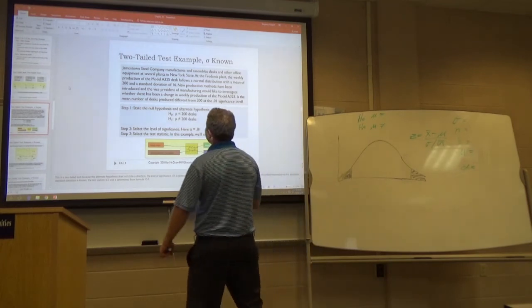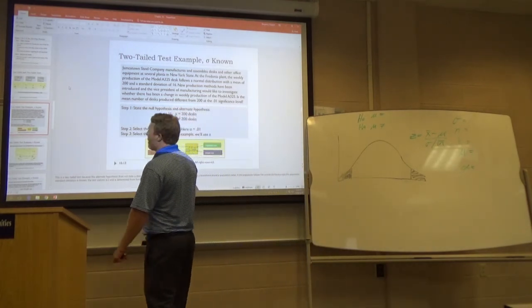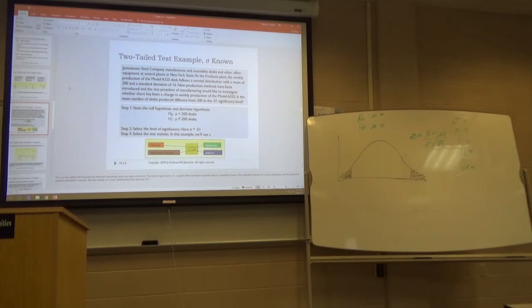All right, so the Jamestown Steel Company manufactures and assembles desks and other office equipment at several plants in New York State. At the Fredonia plant, the weekly production of the model A325 desk. Where does A325 plug into this thing? It stays right there in the description. Very good. It's not a number that we're going to use, is it? But again, don't let that kind of junk throw you off. They just try to unnerve you.